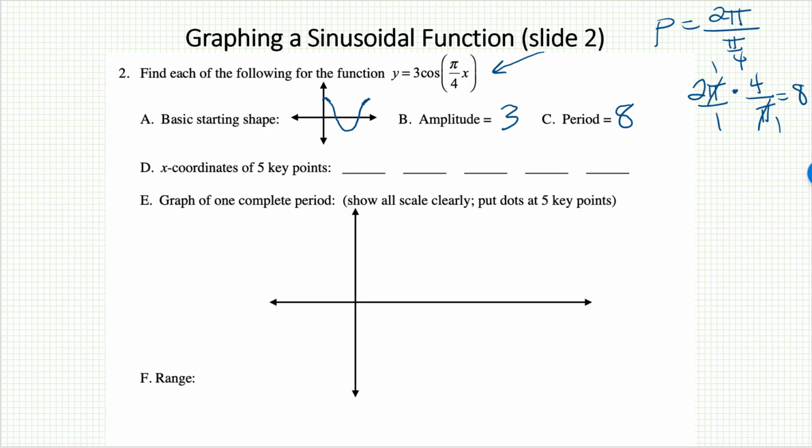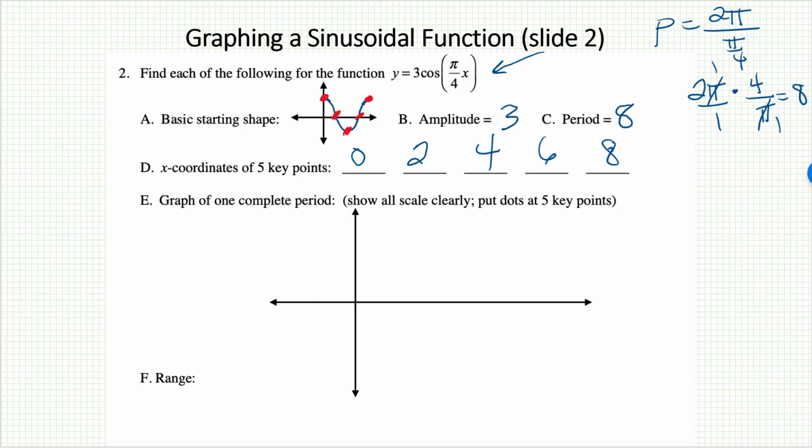The x coordinates of our 5 key points should be pretty easy. We're starting at 0. We know that the final key point is out there at the period, 8, and the other ones can be determined easily. Half of 8 would be 4. That's going to be the third key point. And then half of 4 would be 2. That's going to be the second key point. And now I know I'm just counting by 2's. It obviously goes 0, 2, 4, 6, 8.